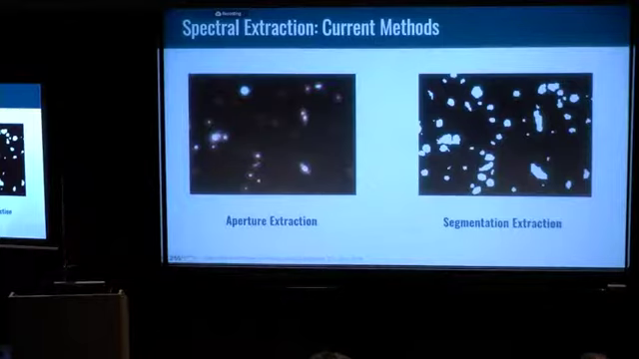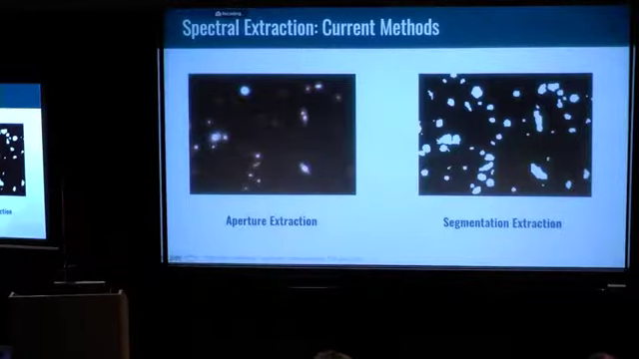Or we have segmentation extraction. So this is where you run Source Extractor or something similar, produce a segmentation map, which sort of highlights the object's morphology. And then you, again, extract all the spectra from the pixels within this, weighting it some way.